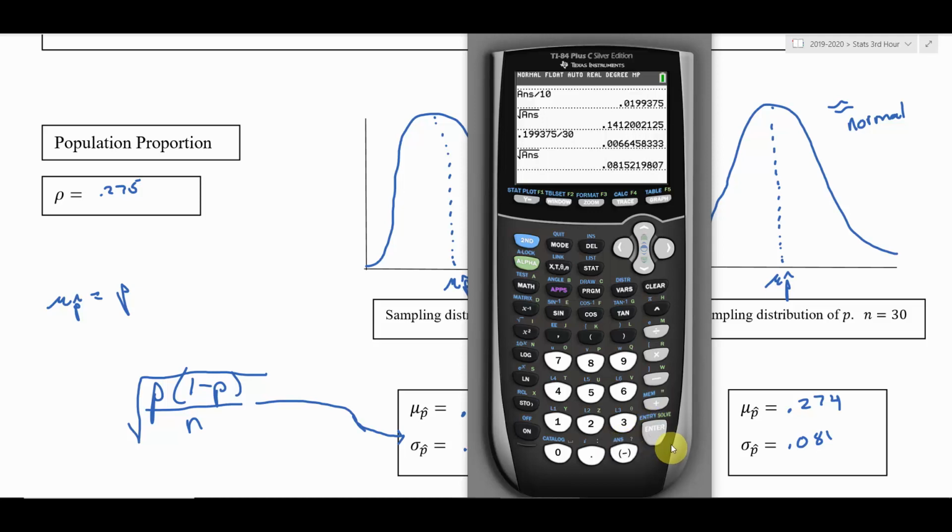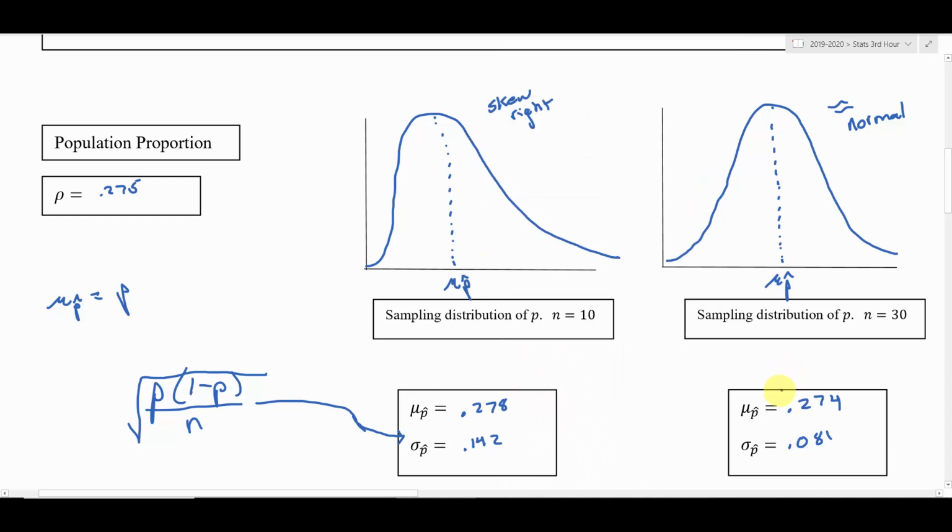And there we go, we got 0.081, there it is. So almost a perfect match there. And we see that the calculation does work for us, so we don't have to do that simulation over and over again.